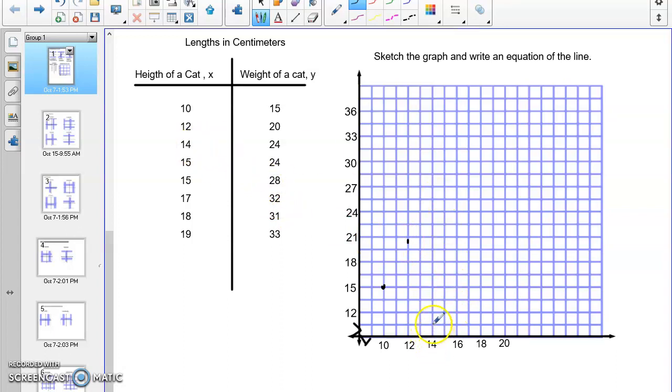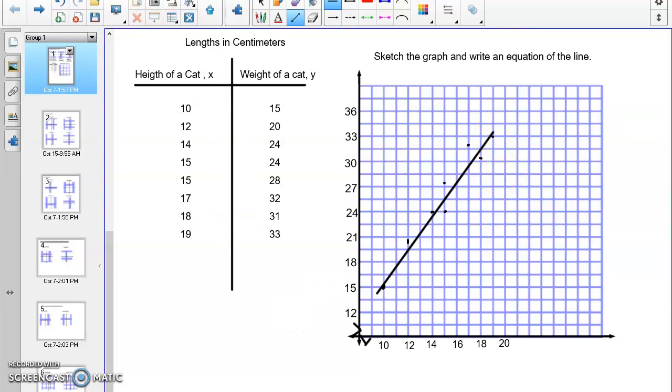14, 24 would be about here. 15, 24 would be here. 15, 28 would be somewhere around there. 17, 32 would be right about here. 18, 31, I would argue somewhere right around here, and 19, 33 would be right here. And if you notice, the type of line I would get as a best fit would look something like this.